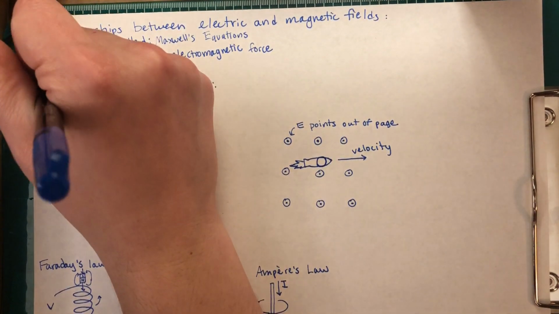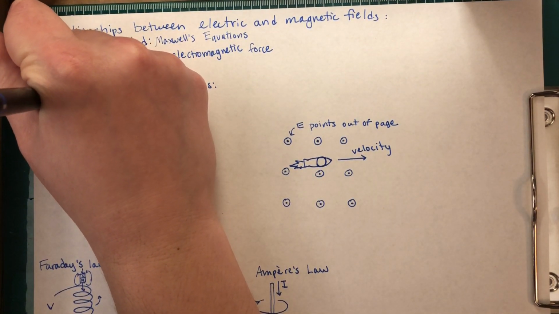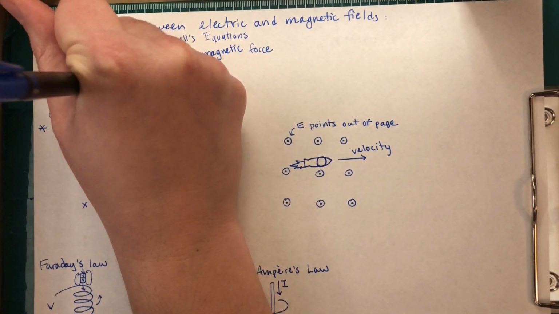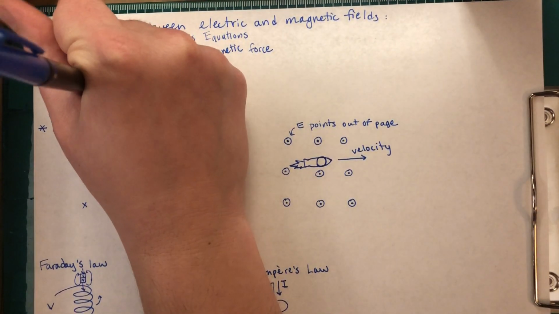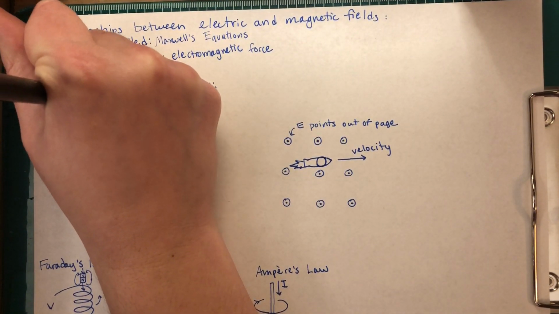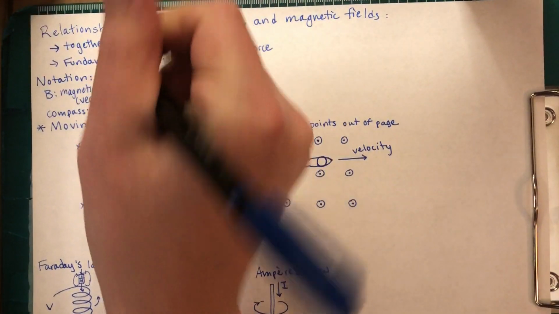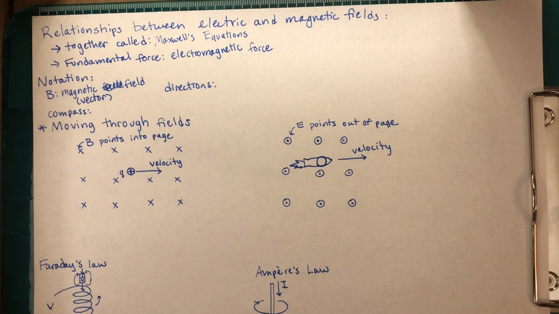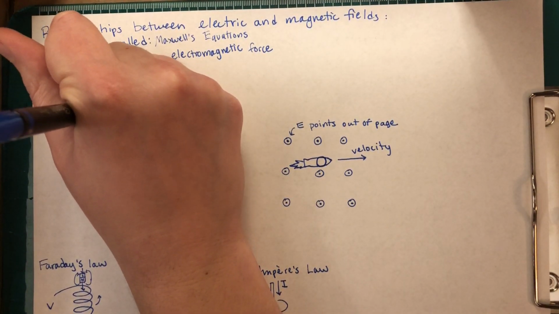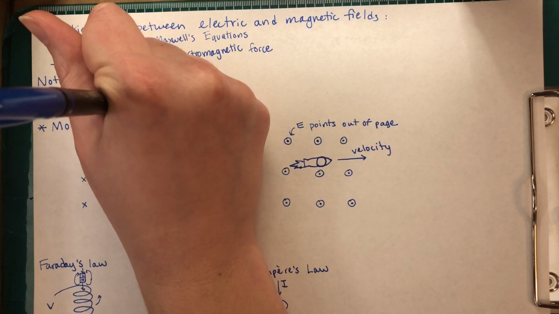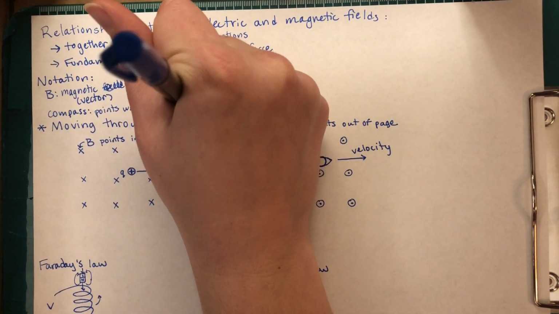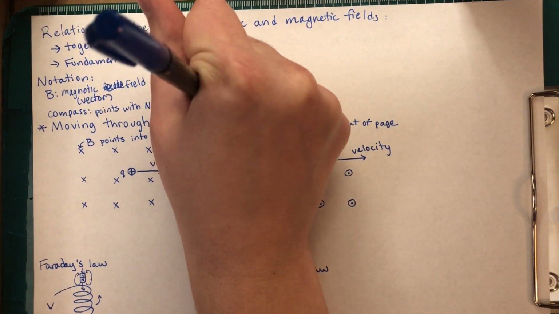So we use B to indicate the magnetic field. And, oops, I spelled field wrong. And it is a vector in the same way that the electric field is a vector. And a compass points with the north along the field lines.